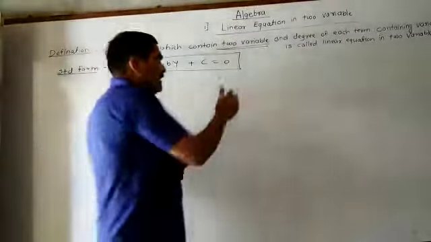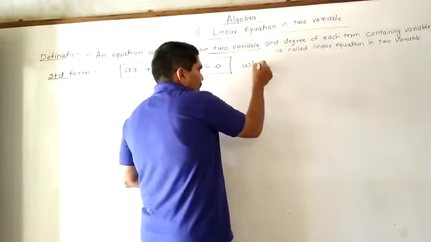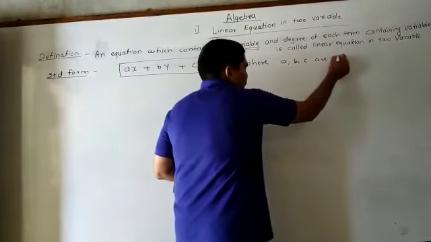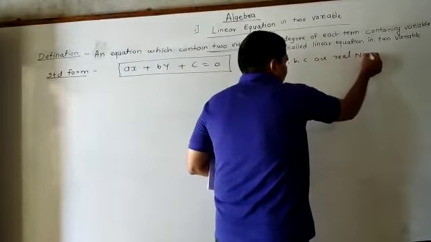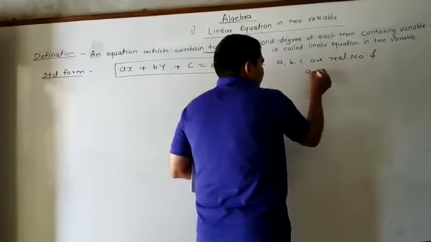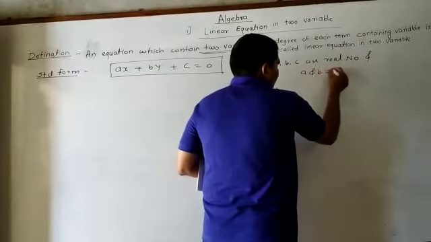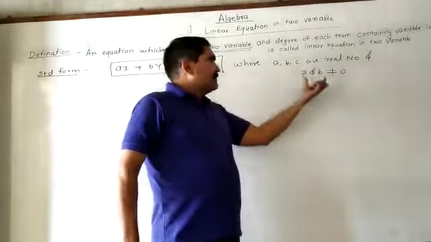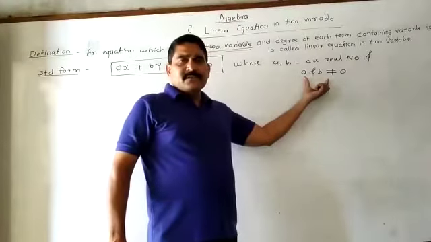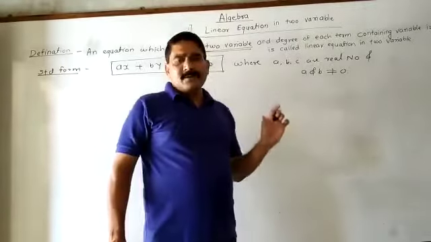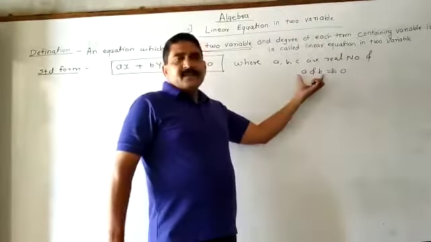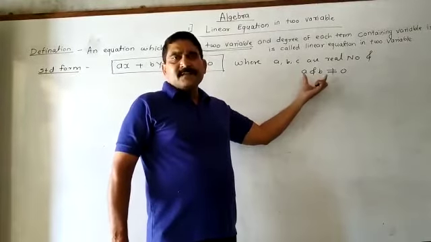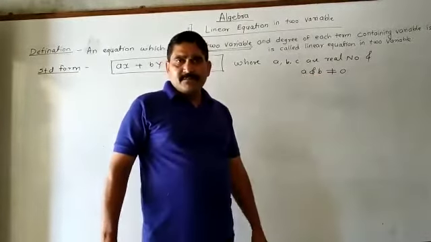And what is the condition? That condition you have to see, where a, b, c are real numbers and a and b is not equal to 0. If c is equal to 0, no problem at all. But a and b never equal to 0. That time you will say that that one is the linear equation in two variable.